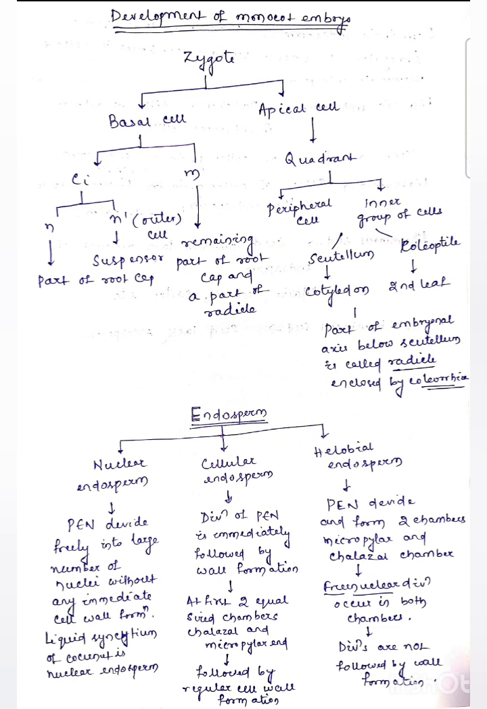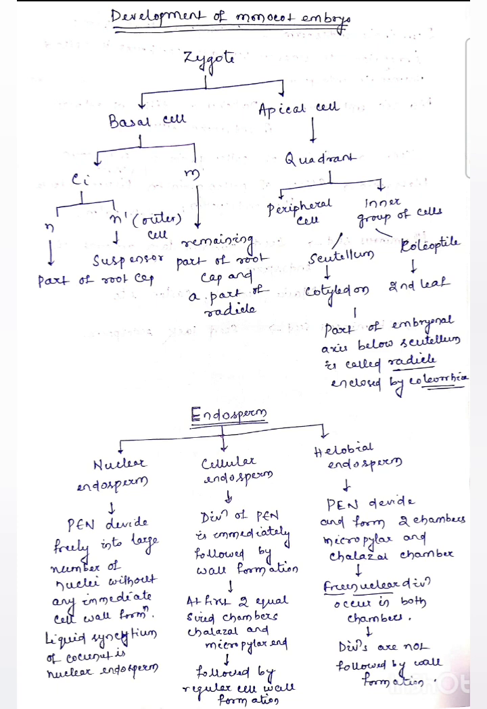Then development of monocot embryo. The zygote divides to form a basal cell and an apical cell. The basal cell has 2 zones, C1 and M. It's just a letter and a number to signify 2 cells, 2 regions actually. Then the C1 region divides to form N, which develops to form a part of the root cap. N dash, which is the outer cell, forms the suspensor. The M region divides to form the remaining part of the root cap and the radicle.